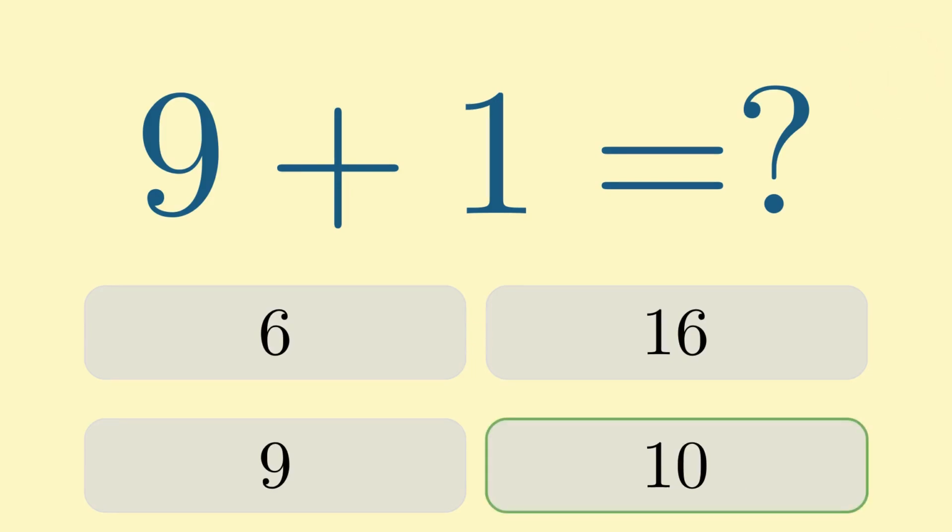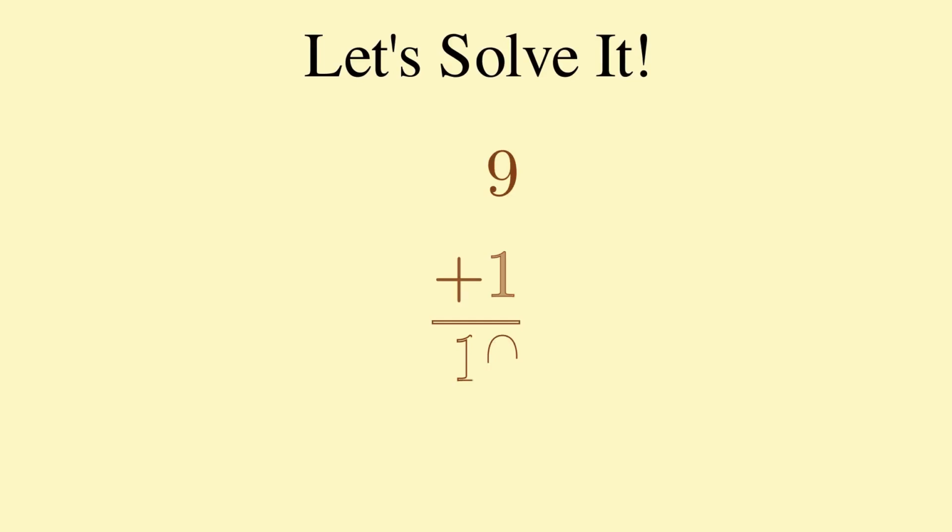Time's up. The correct answer is 10. Now, let's see how we got this answer. When adding 9 and 1, we align them in column format. 9 plus 1 equals 10.